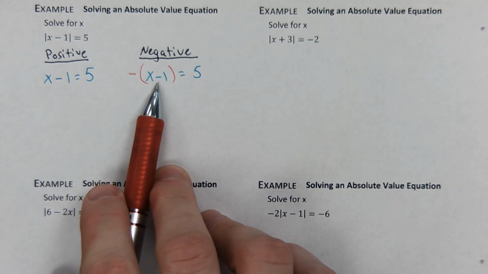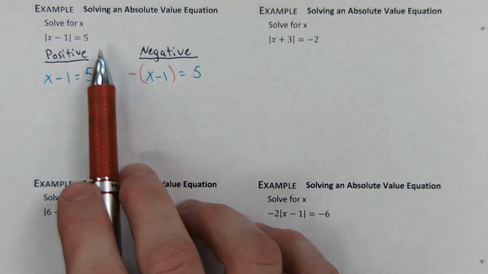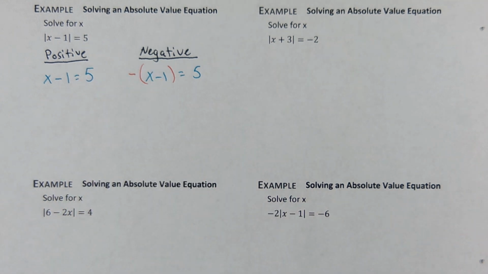Am I going to get the exact same results right now as if I had just set this equal to 5 and negative 5? Yes. For now, yes. But in the future, no. I like one method. This method always works.